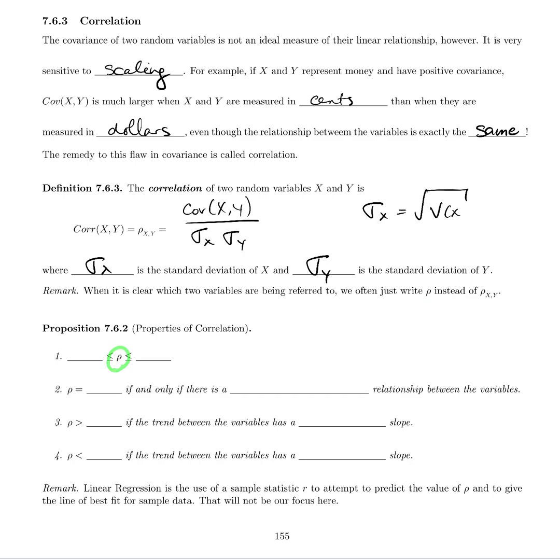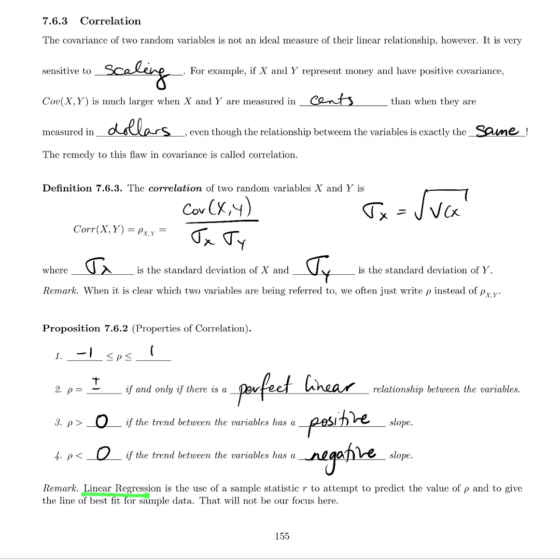So for example, like here, proposition 7.6.2, the properties of correlation. 1, it can be shown that rho is always between -1 and 1. Rho is equal to these values, plus or minus 1, if and only if there is a perfect linear relationship between the two variables. Rho is greater than 0 if the trend between the variables has a positive slope, just like the covariance, and rho is less than 0 if the trend between the variables has a negative slope, also like the covariance.